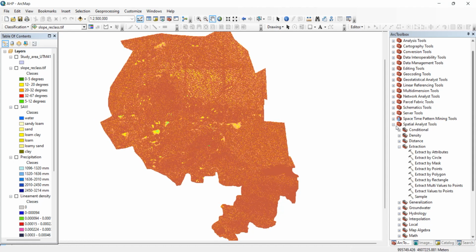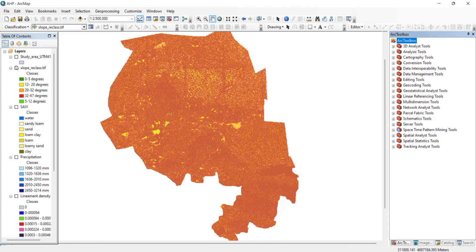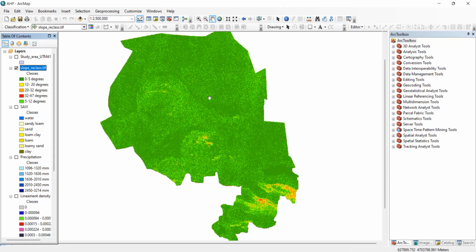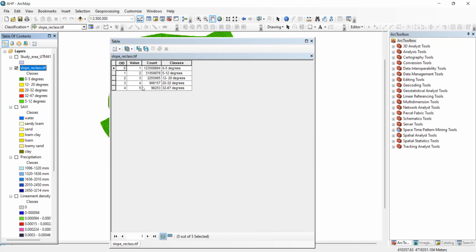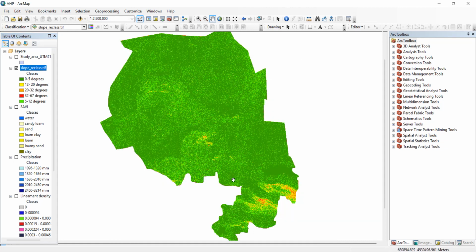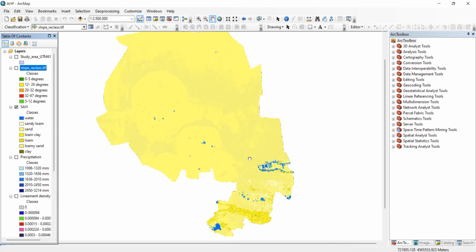When we finish creating all our thematic map layers for our study area, the first one is slope. As you remember, I divided it into 5 classes. These areas have the steepest slopes, and most of the areas are plain. The next one is the SAVI map.